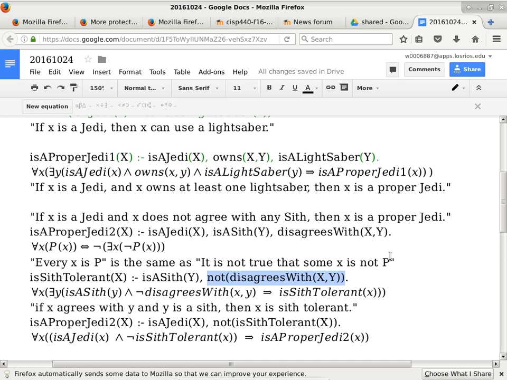So what do you think it would make that particular thing? Would it be made true or false because of the lack of anything disagreeing with anything else? It'll make it true because you cannot find it. Yes, there's no proper Jedis. Yep. And because we're not going to find it, that makes it true, which basically makes everything in this universe Sith tolerant. So without any evidence of disagreement, the agreement is implied.